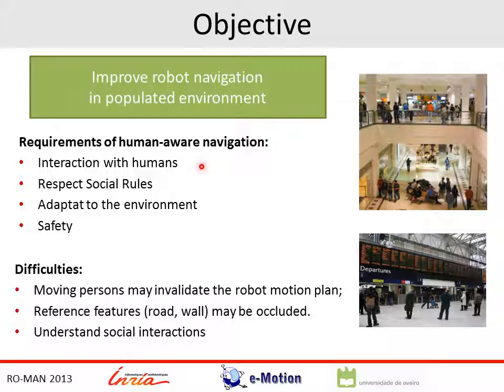In these environments, the robot must be able to interact with humans, to respect social rules, to adapt to the environment, and to navigate safely. Some difficulties of navigating in this environment are that the robot must be able to detect moving persons because they may invalidate the robot motion plan. Reference features such as roads and walls may be occluded, and the robot must be able to understand and respect the social interactions of persons. Examples of these environments are shopping malls and also airports.